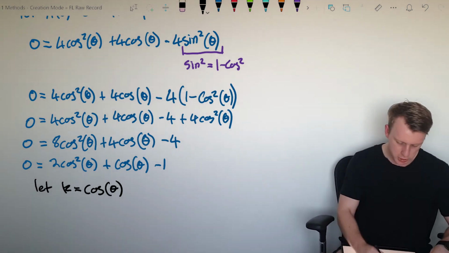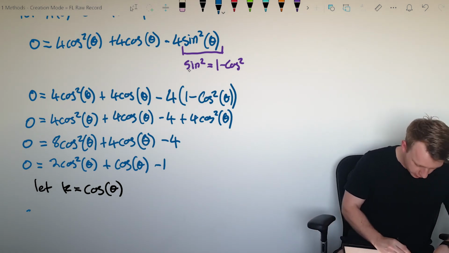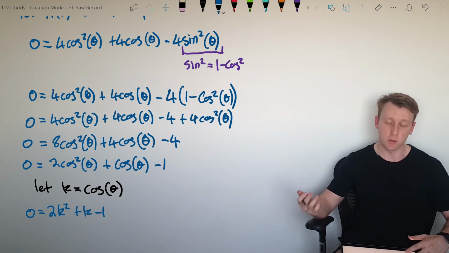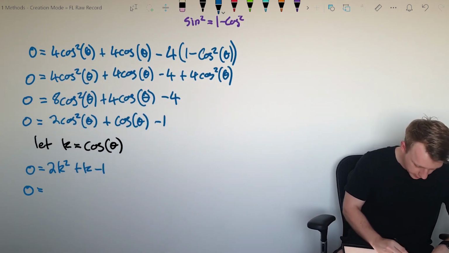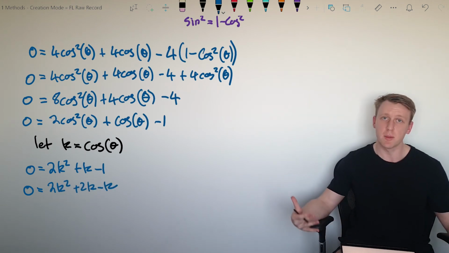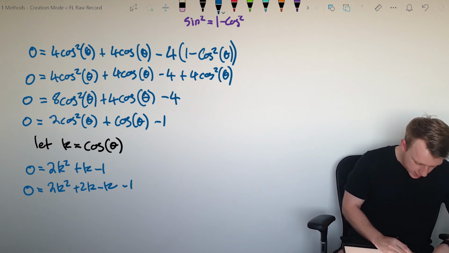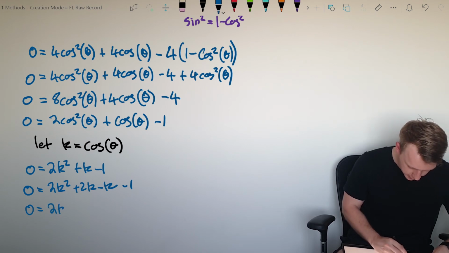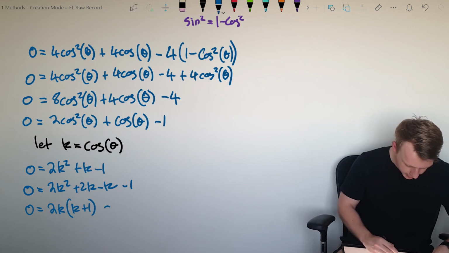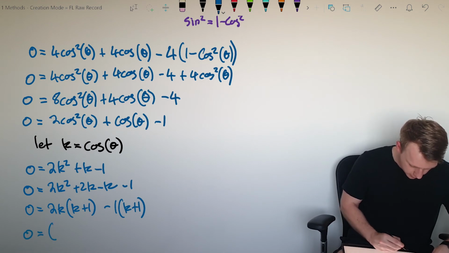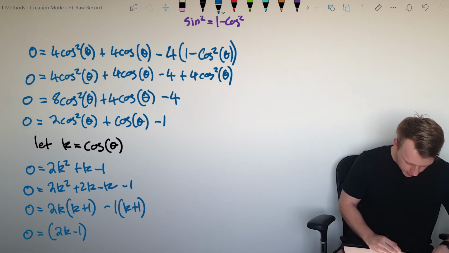So a bit of substitution here, because this actually just becomes a quadratic where you say 0 is equal to 2k squared plus k minus 1. Now I need to factorize this. What I can do is say I've got 2k squared plus 2k minus k, because 2k minus k is just k. That way I can pull out a common factor of the first two terms, a 2k, and I get k plus 1. And from the second term, I can pull out a minus 1, and I get a k plus 1 come out. So then what I've got here is 2k minus 1 and then k plus 1.